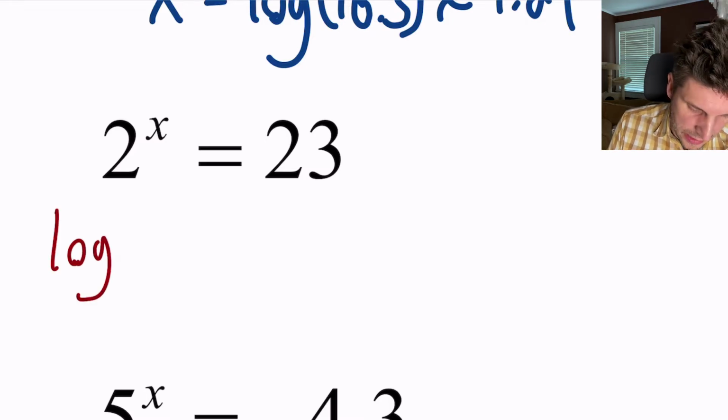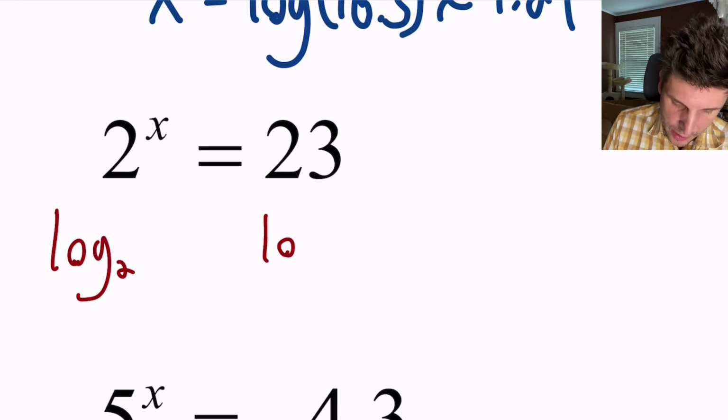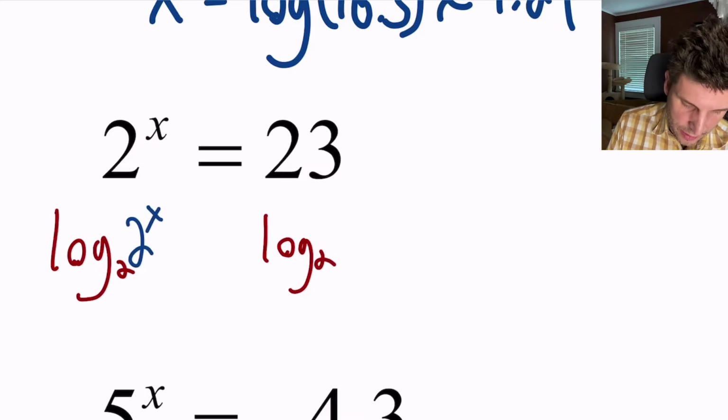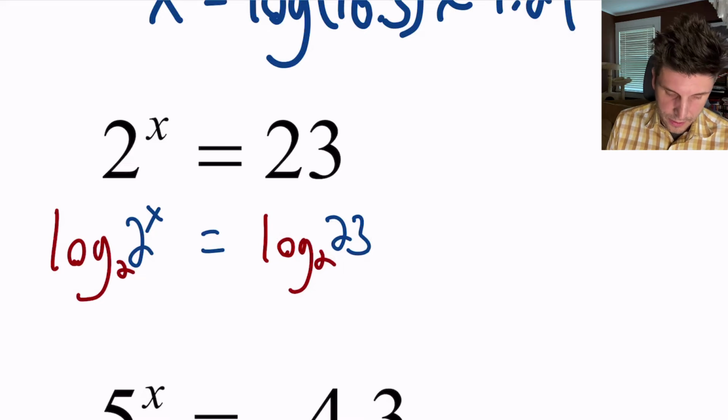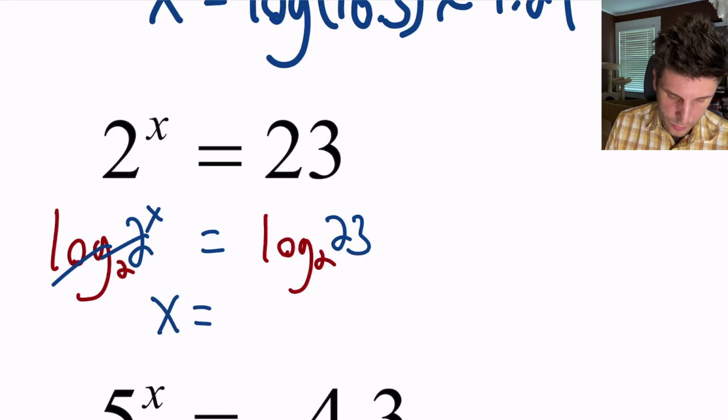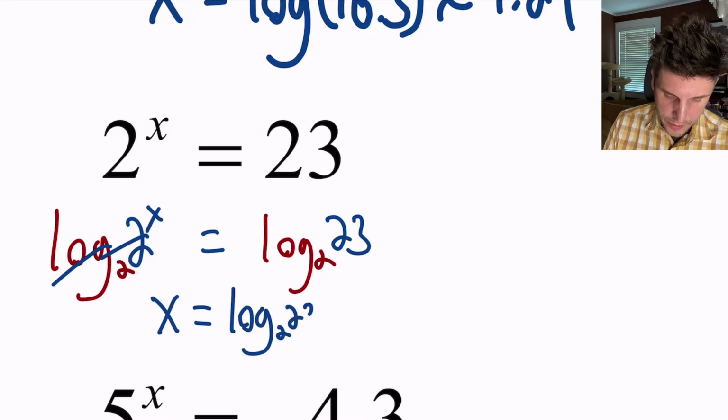I want you to see the log base 2 on both sides, and then this on the left side is of 2 to the x, and on the right side it's of 23. So on the left side, the log base 2 and the base of the 2 to the x cancel, leaving me with x equals log base 2 of 23. And that's about equal to.